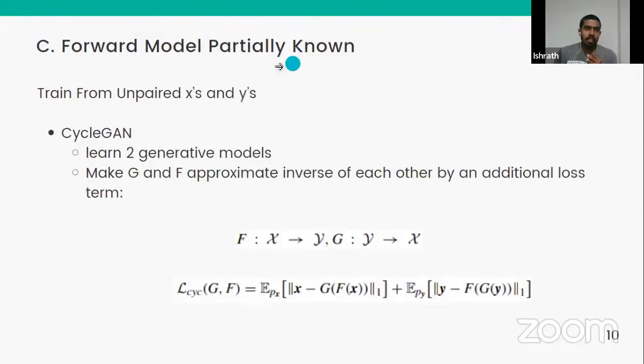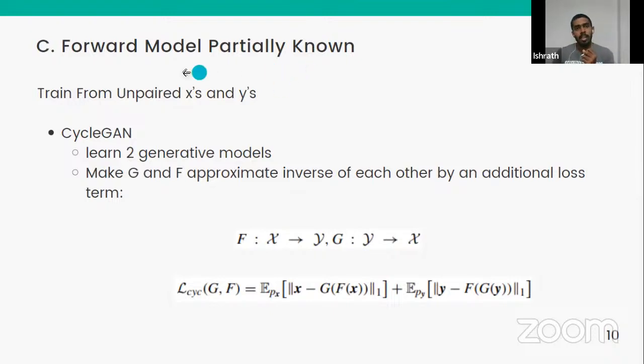Now let's take a look at the case when the forward model is partially known. What is meant by this is, let's say our forward model is characterized by a few parameters, and those parameters have some statistical distribution, and we know this distribution. So in some sense, we know about the distribution of the forward model, but we don't know the exact forward model of the image.